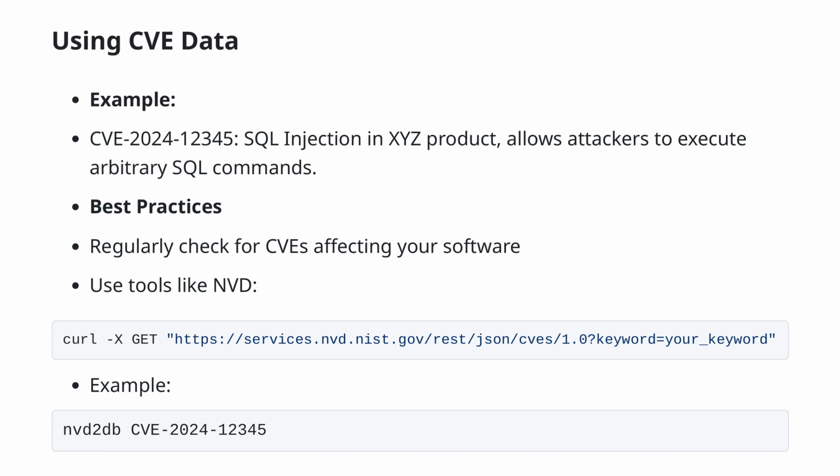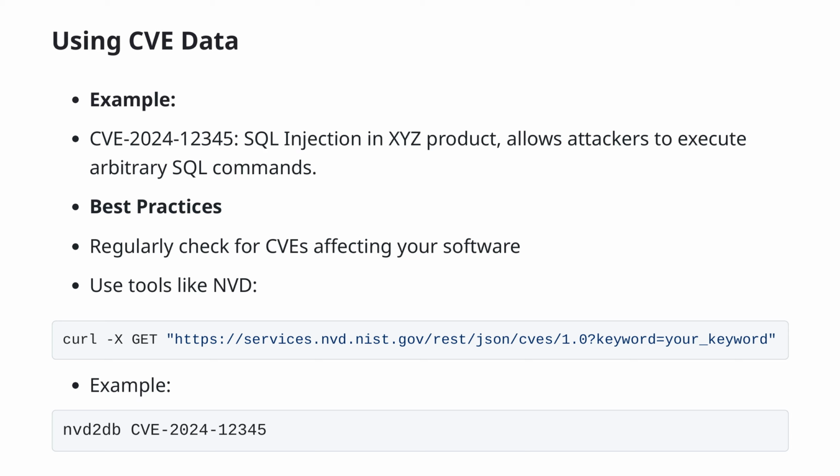In this slide, we're focusing on how to effectively use CVE data to manage vulnerabilities. For instance, take the CVE example, CVE-2024-2345, which describes a SQL injection vulnerability in the XYZ product that allows attackers to execute arbitrary SQL commands. This unique identifier helps quickly reference a specific security issue.